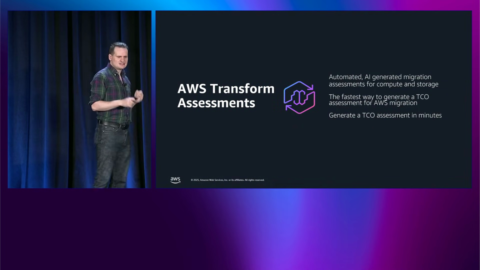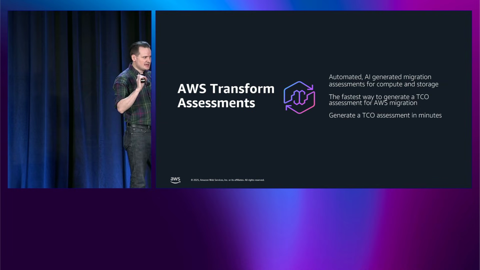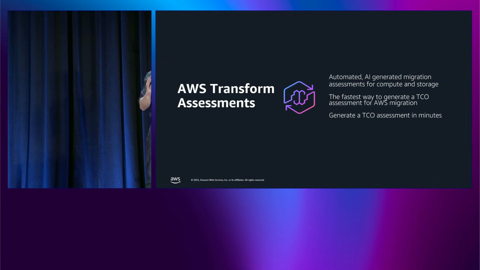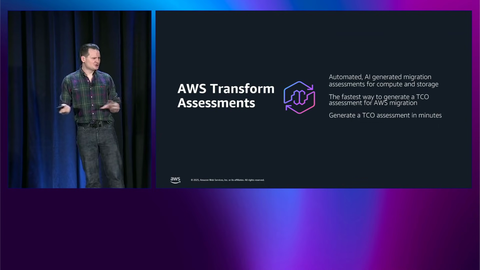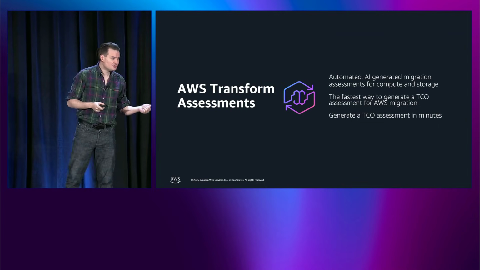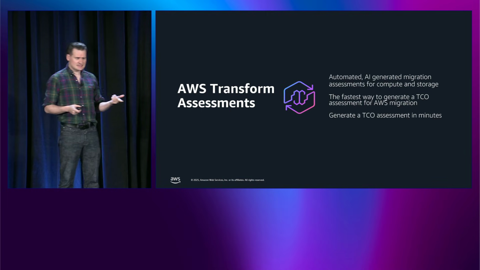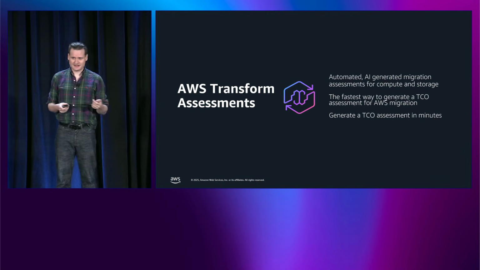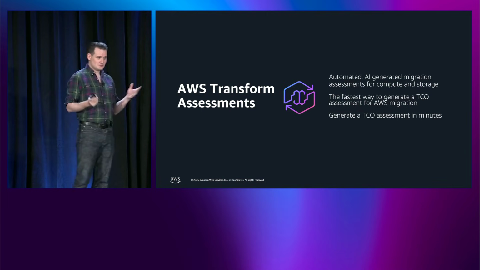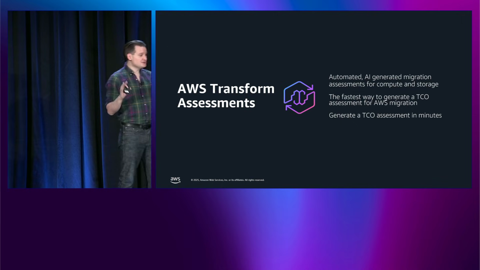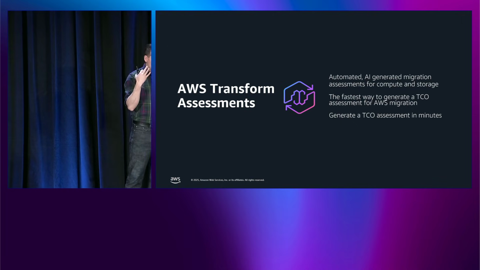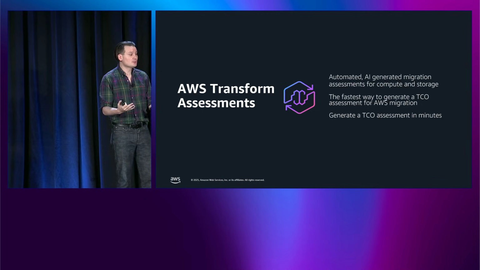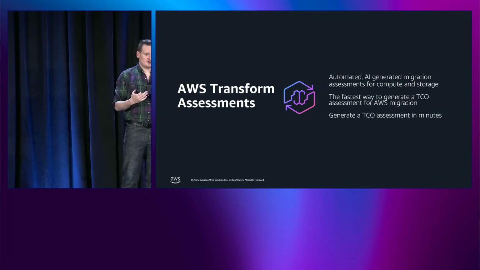So AWS Transform assessments is a GenAI capability for generating a TCO assessment. So has anybody ever done a migration evaluator assessment or an OLA assessment? Does that ring a bell with anybody? Any show of hands there? Perhaps not. So these are ways that AWS has had for a number of years now, and they're capabilities that are human-led programs for building migration assessments.